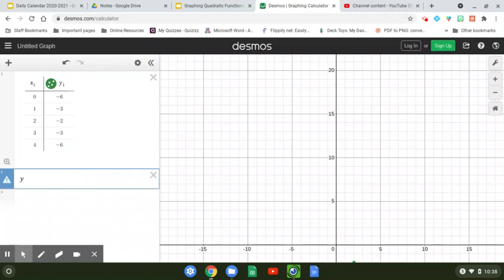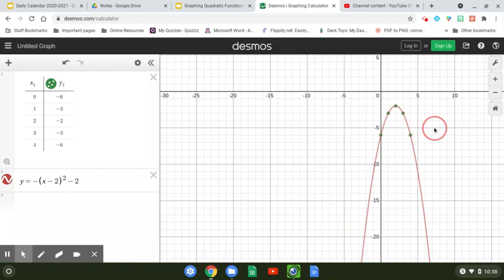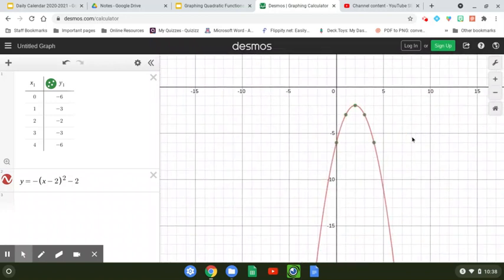Type in our original equation, y equals negative parentheses x minus 2 close parentheses squared minus 2. All right, so where are my points? They're down here in the negative. So I'll adjust my window. I'll make sure I can see my points and my parabola, and make sure my parabola is passing directly through my points and my work is correct.